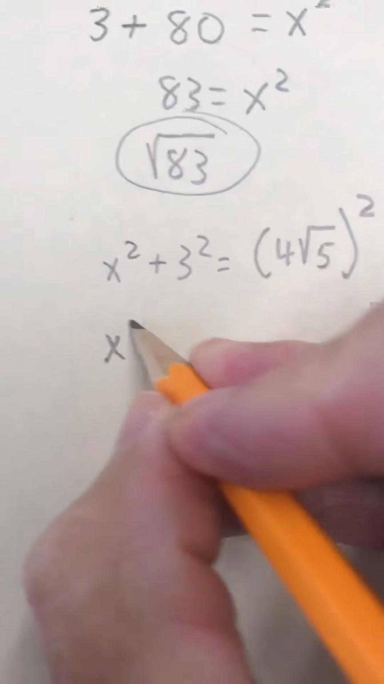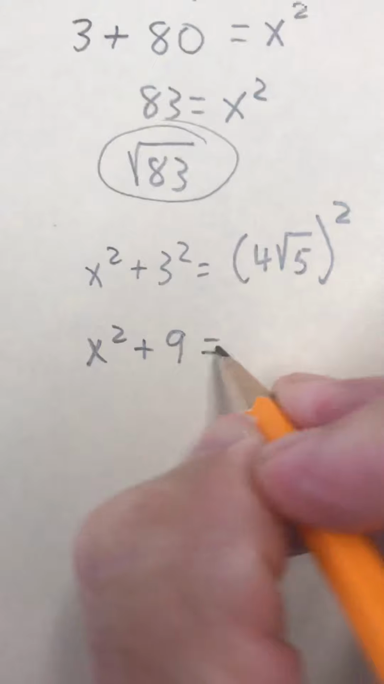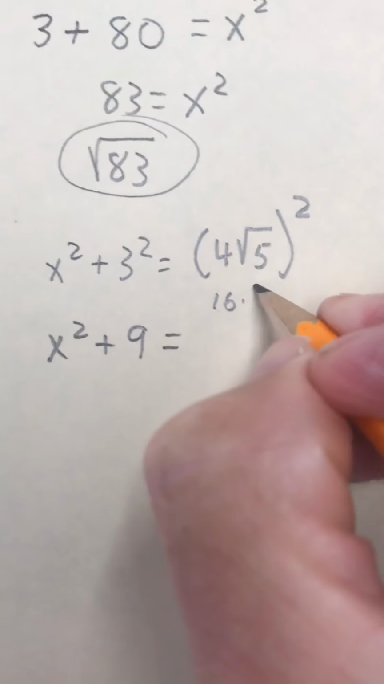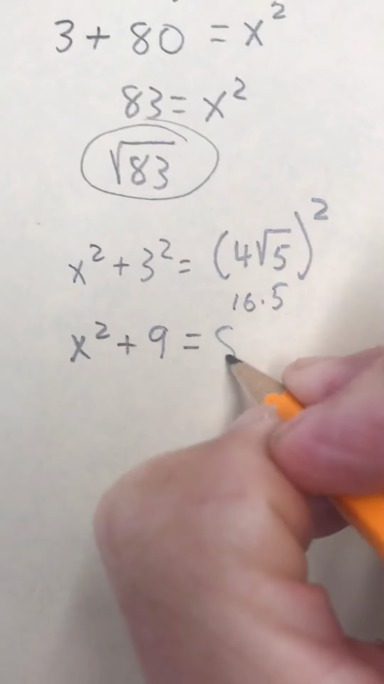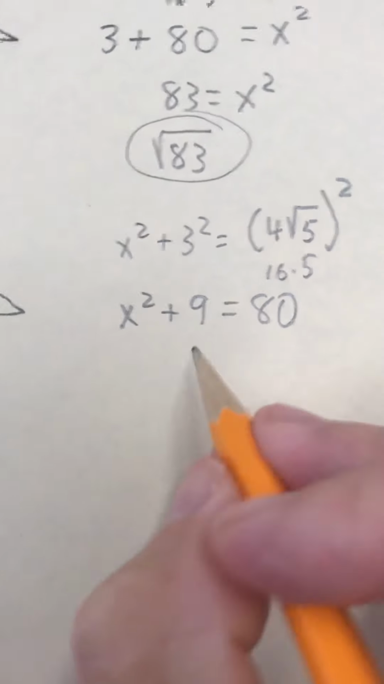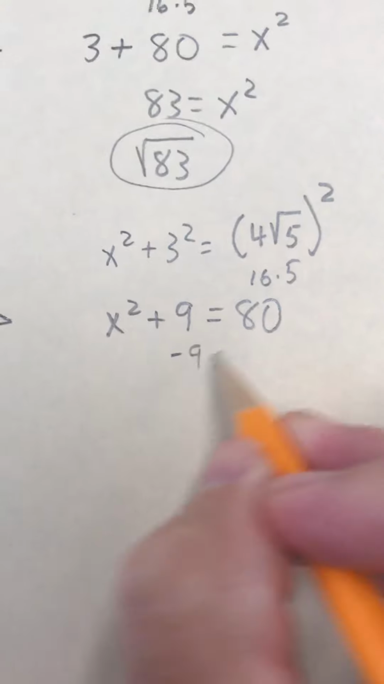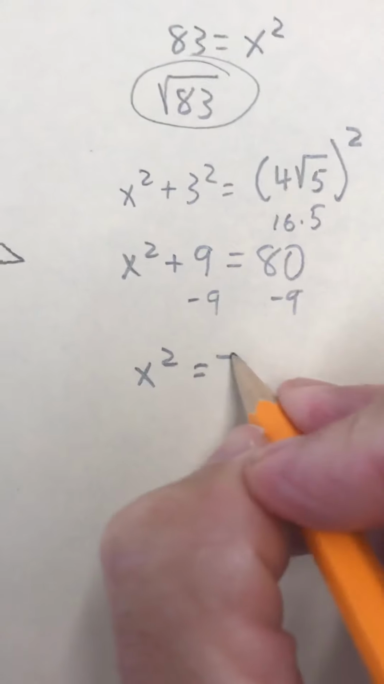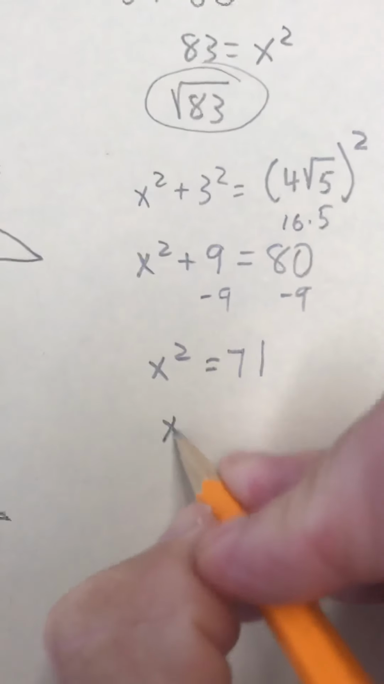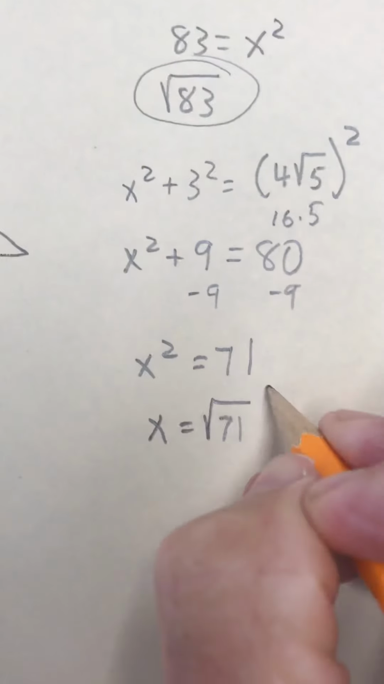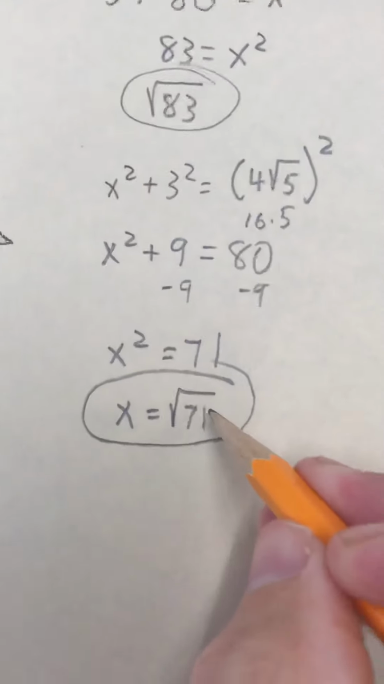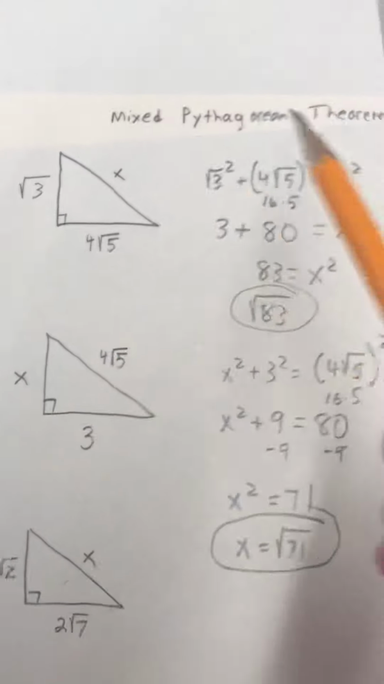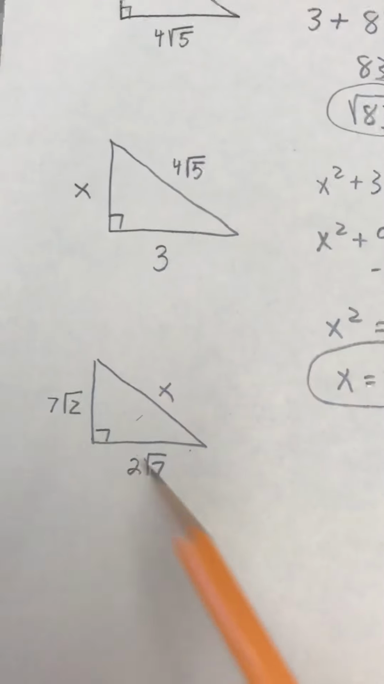But this would be x squared plus 9 equals, and once again, 4 squared is 16. Radical 5 squared is 5. 16 times 5 is 80. Here we go. And we would have to subtract the 9 over. And we end up with x squared equals 71. And then x would equal the square root of 71. This one cannot be broken down any further. That's our final answer. So there's two problems. Now let's do this one.